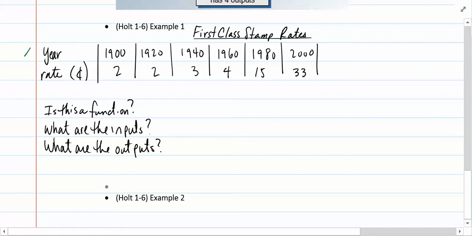Generally speaking, when we create a table, the x values go on top and the y values go on the bottom.